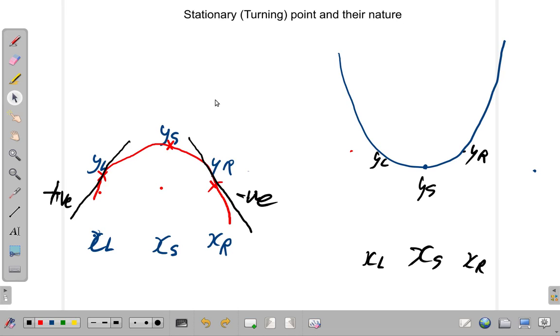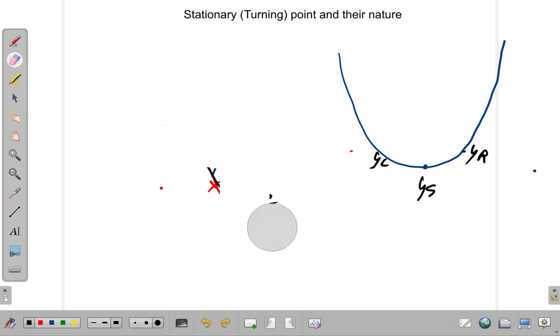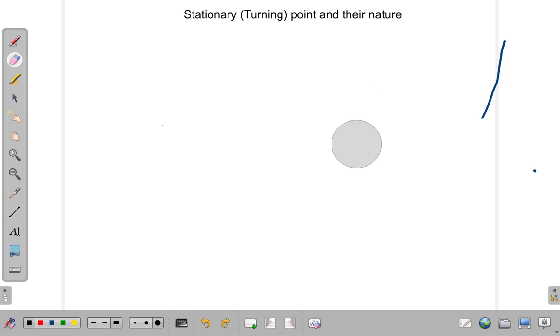Let's continue looking at stationary points and their nature. Stationary point, otherwise called turning point. All right. Now, let's look at an example of a function, right? And we're going to find out where the stationary point is and the nature of it.